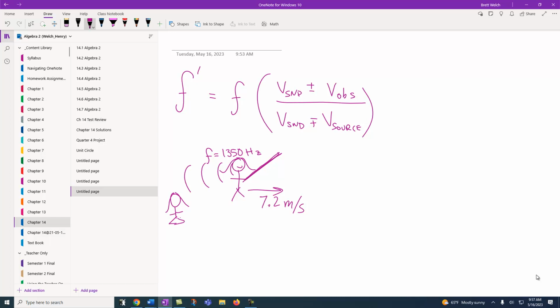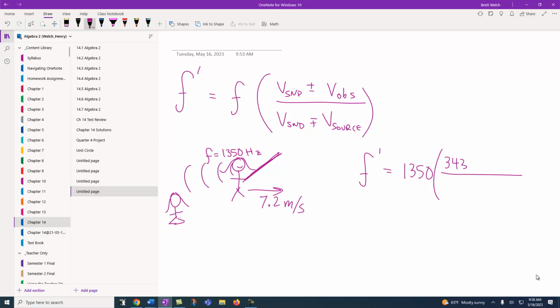Is the frequency that was given, 1350, F prime or is it F? That would be F because it's the frequency emitted by the source. So that means we're looking for F prime, which is what's observed. So F prime would equal 1350 times the velocity of sound traveling through the air, which we assume is the medium that Eliza's running through, is 343.